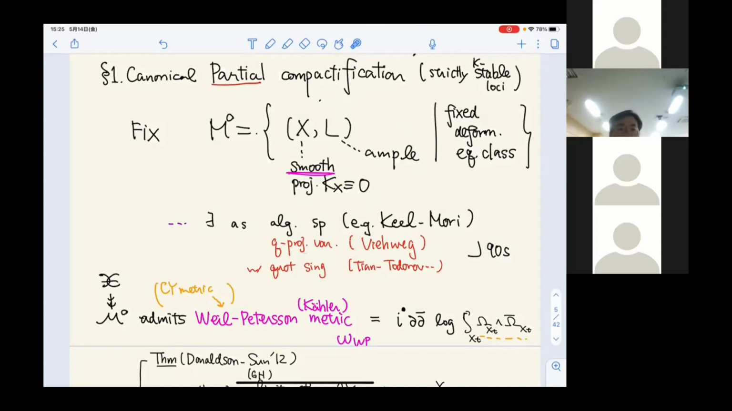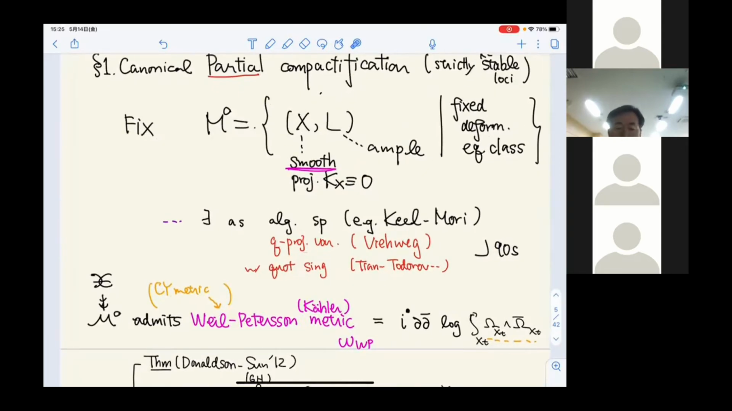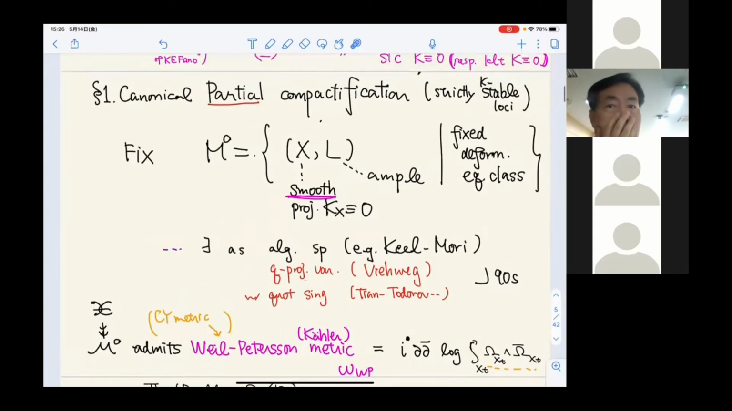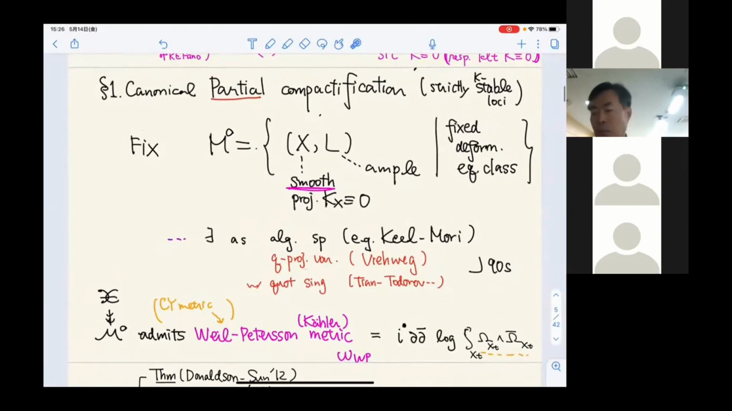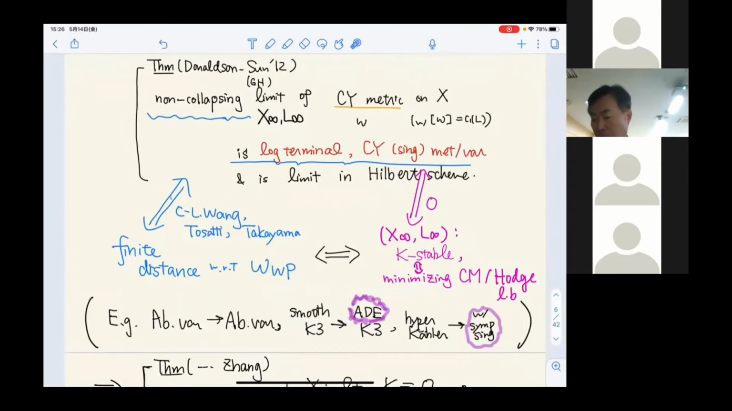And before going on, let me also point out that there's a canonical metric called the Weil-Petersson metric, or a generalized one. So the original Weil-Petersson is on the moduli for curves. So this is a generalization, but the Kähler class, the Kähler form is written in this way, where this is a holomorphic volume form. Yes. And so this is our setup.